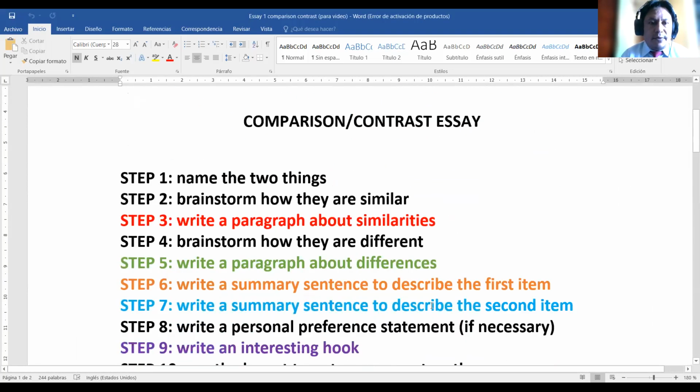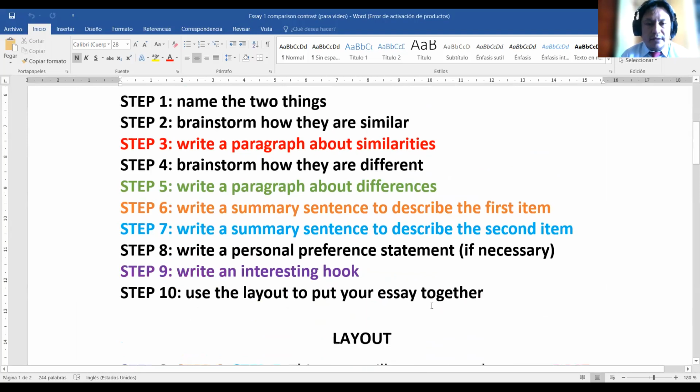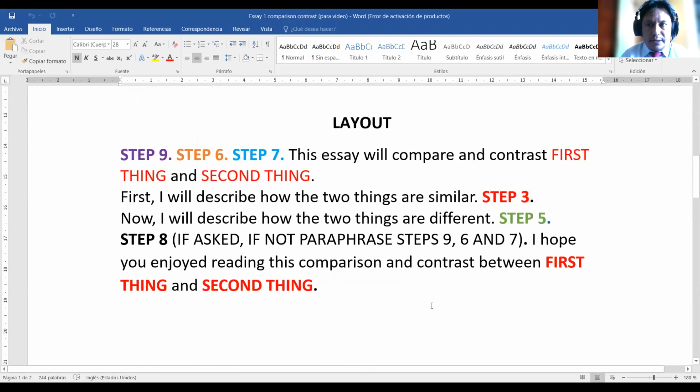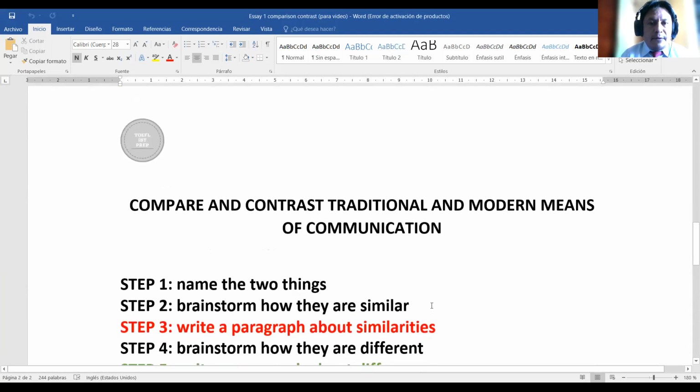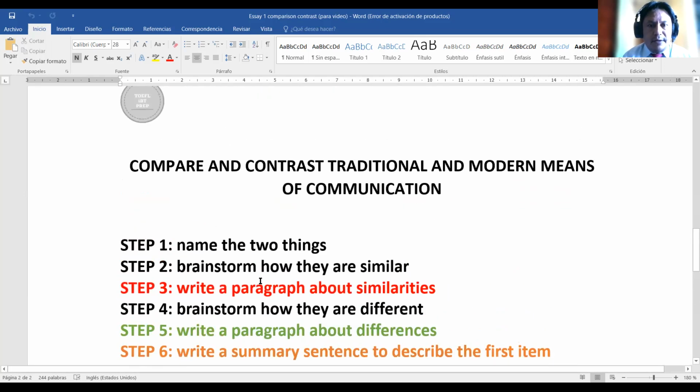So we have already read the steps. The steps are there. This is the layout we have already seen. And we're gonna start. Luis, can you read that topic, please? Compare and contrast traditional and modern means of communication. This topic is a real topic from a TOEFL iBT exam. It's not something that I just popped into my mind. It's something real. I have the steps. I have already copied them.